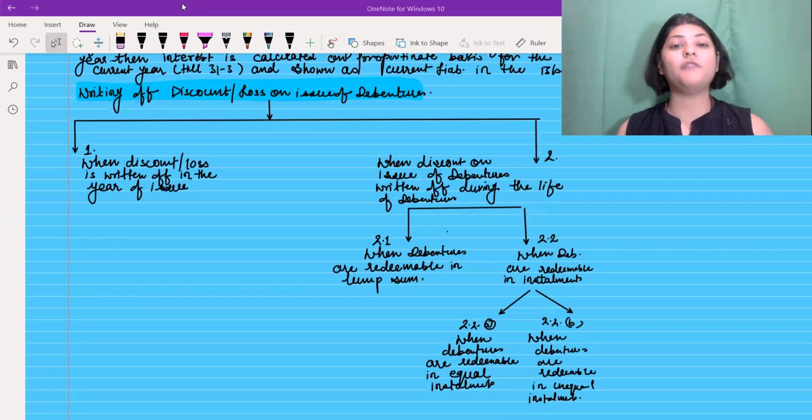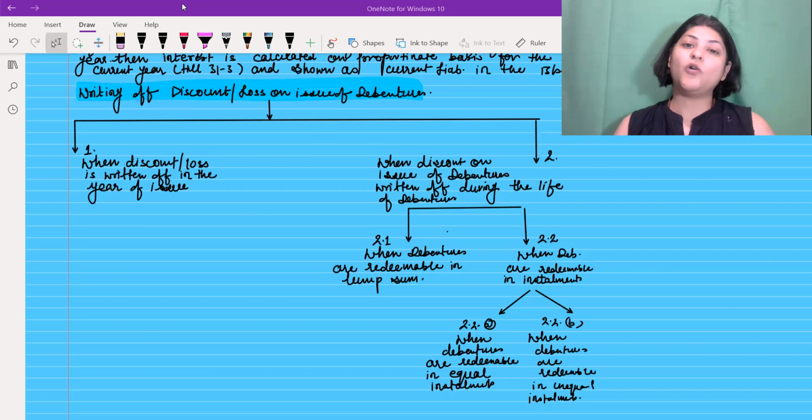It is written off during the life of debenture. During the life of debenture means this loss is going to be written off over the period of life of debenture. Let's say the total loss is 5 lakh rupees. So 5 lakh divided by the life of debenture, which is 5 years. 5 lakh divided by 5, every year 1 lakh rupees of loss is going to be written off.